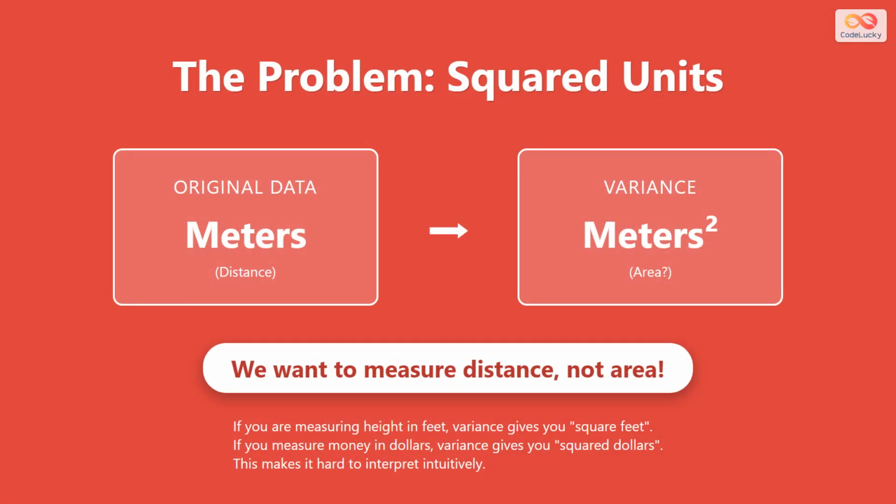But there is a major problem with variance. Because we squared the differences, we also squared the units. If you are measuring distance in meters, your variance is in meters squared. That is an area, not a distance. If you are measuring money in dollars, variance gives you squared dollars. This makes the number very large and very hard to interpret intuitively. It simply doesn't match the reality of what you measured.